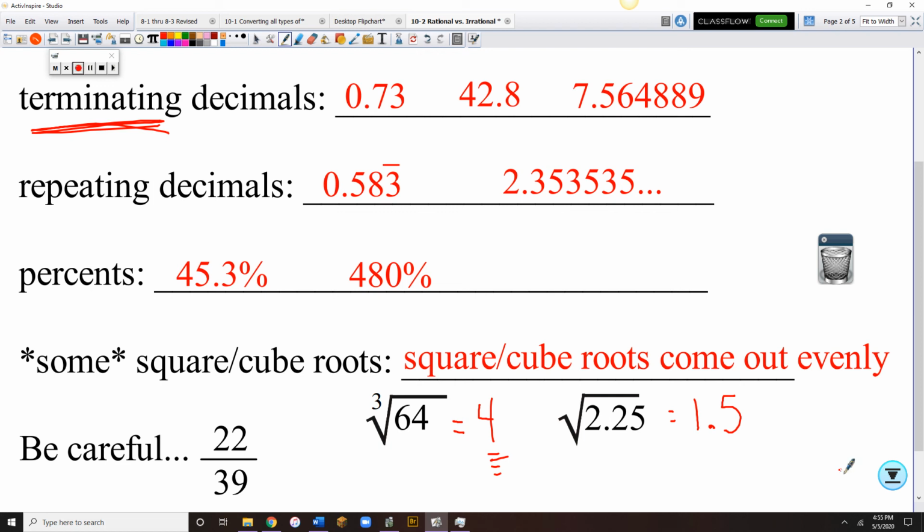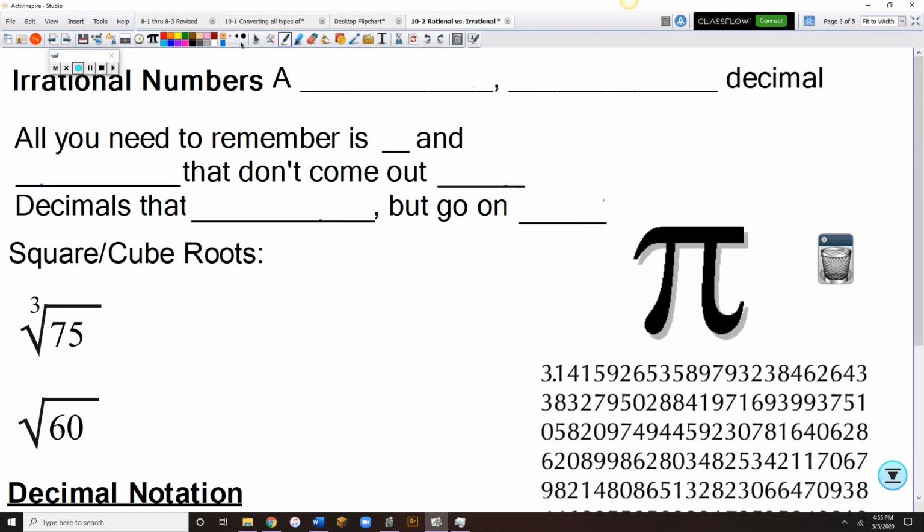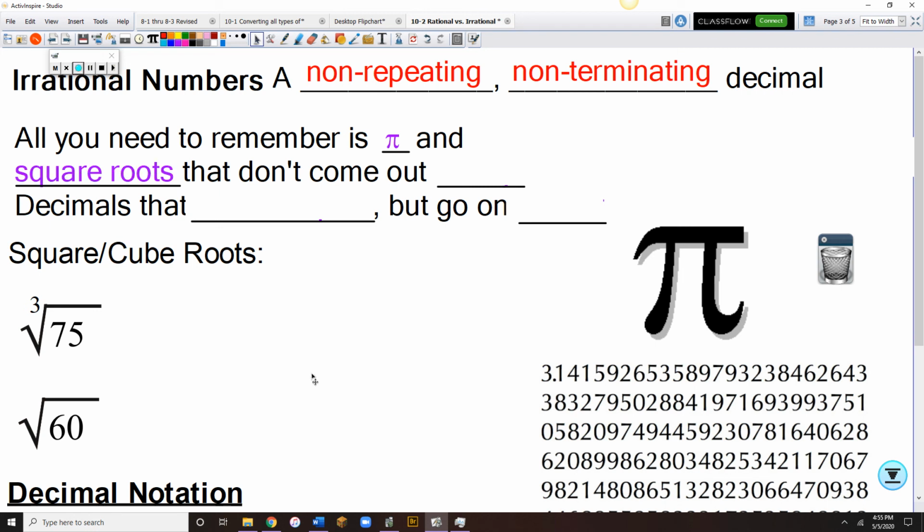Okay, so let's talk about what irrational looks like. Irrational numbers, when we change them into decimals, don't repeat, and they don't end. They fill your calculator screen. Most of the numbers we deal with are rational. We don't deal with a lot of numbers that are irrational. So what you need to remember is pi. Pi is the ultimate irrational number. And square roots that don't come out nicely. They're decimals that don't repeat and go on forever.